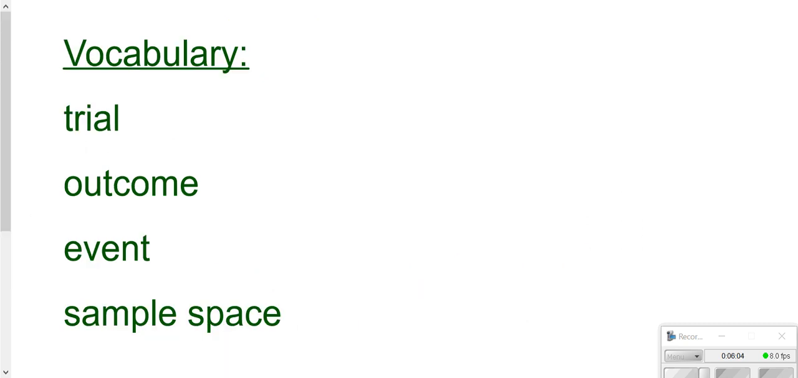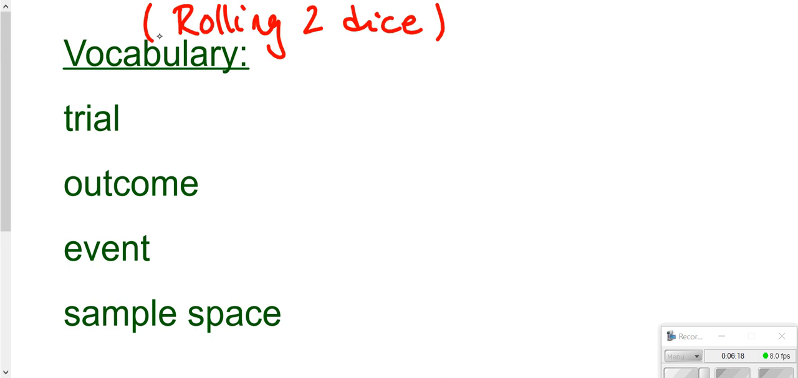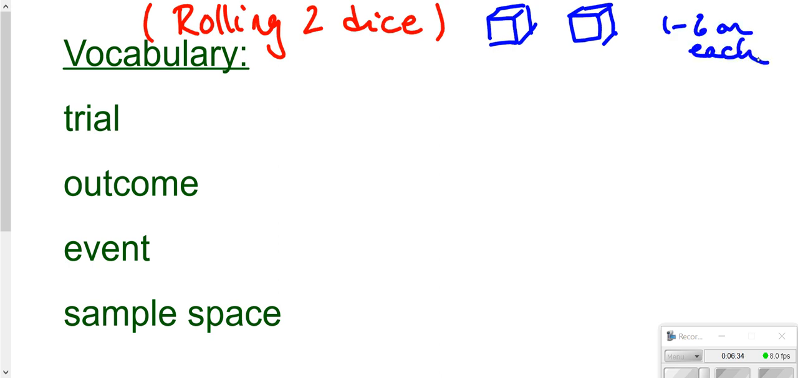So now let's go through those same vocab words again, but let's think about the idea of rolling 2 dice. This was mentioned in the video that we watched recently. The dice I'm thinking of are standard dice shaped like cubes, so each die has the numbers 1 through 6. A trial in this scenario would be rolling the dice.